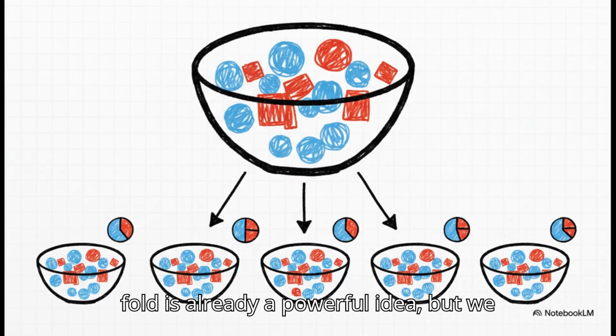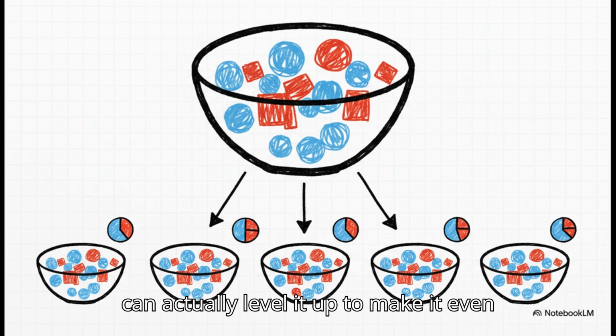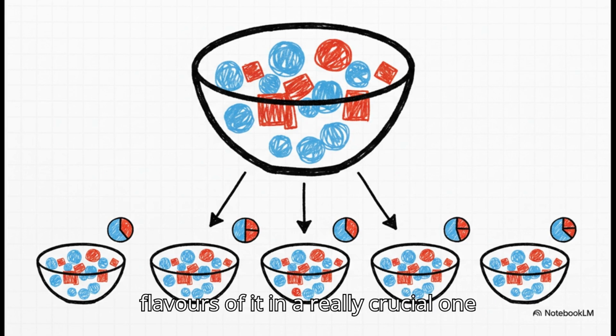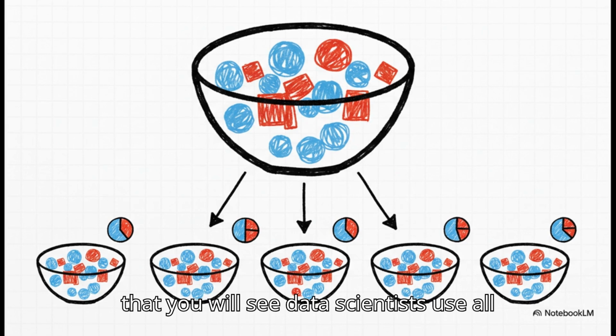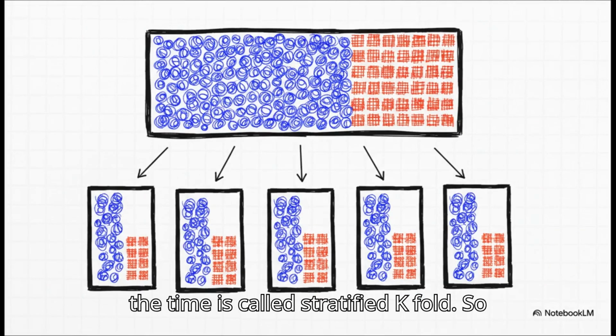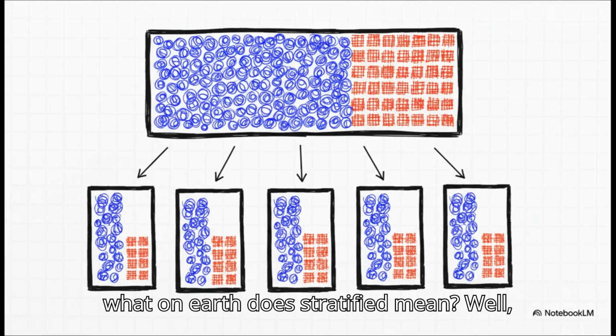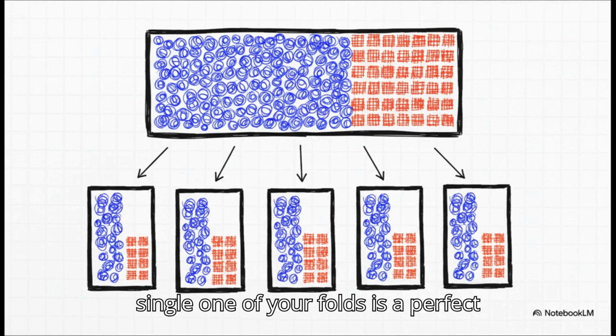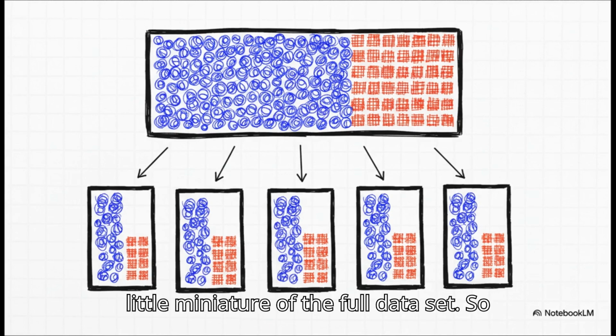Now, k-fold is already a powerful idea, but we can actually level it up to make it even more robust. See, there are different flavors of it, and a really crucial one that you'll see data scientists use all the time is called stratified k-fold. So what on earth does stratified mean? Well, it's just a way to make sure that every single one of your folds is a perfect little miniature of the full data set.